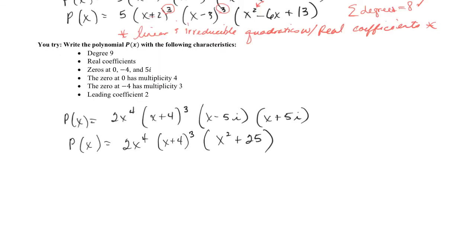Okay, so your answer should be p of x equals 2x to the 4th times x plus 3 cubed times x squared plus 25. Again, we know that this is supposed to be degree 9. So 4 plus 3 is 7 plus 2 is 9. So that's your final answer.